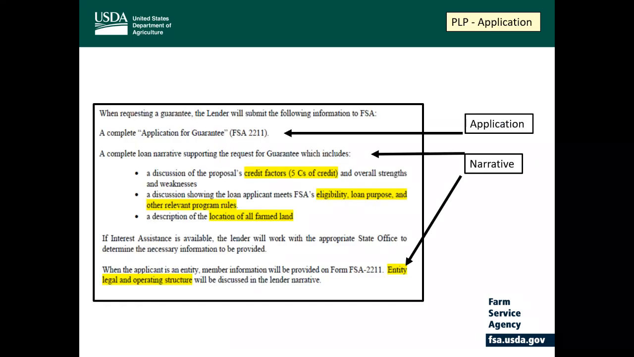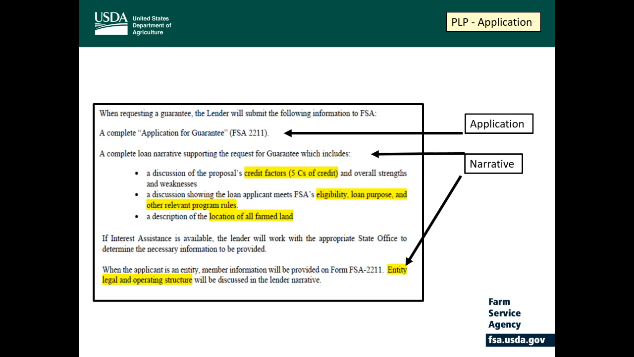Right here, this language that I have on the screen now is going to be in nearly every CMS you see out there, a version of this, and it'll look very similar. And this is what the lender is going to submit. They're going to submit an application, 2211. We're down to one form now. So you've got one form to submit to us, and you've got a loan narrative.